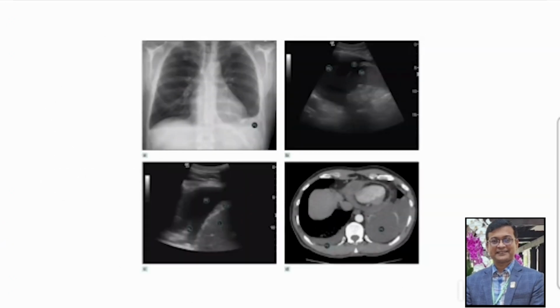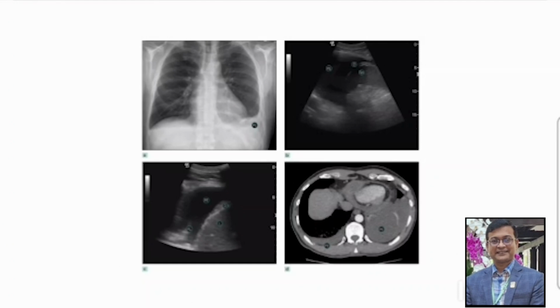Just have a look at this picture. In the chest X-ray, you are seeing that on the left side there is a small pleural effusion, and the right side is just a blunted CP angle. But when we did a CT, this patient had a moderate pleural effusion on the left side and a small pleural effusion on the right side. But look at the sonography on the lower side, upper and lower left.